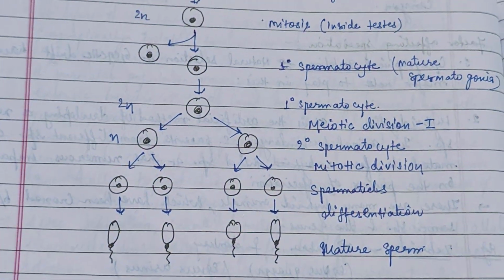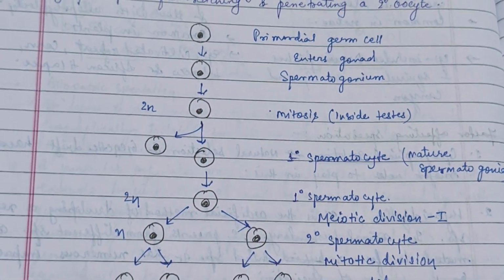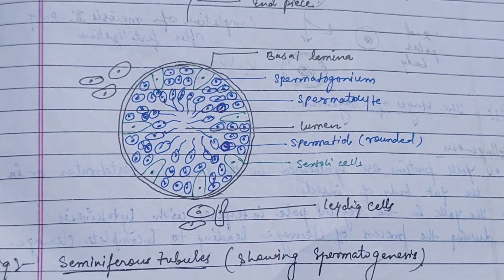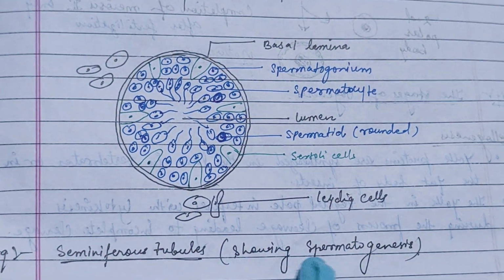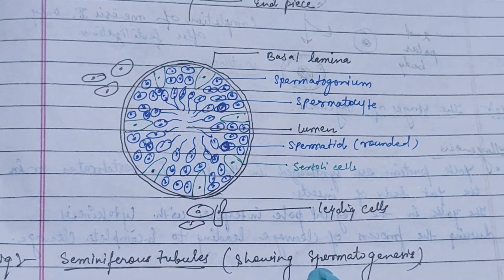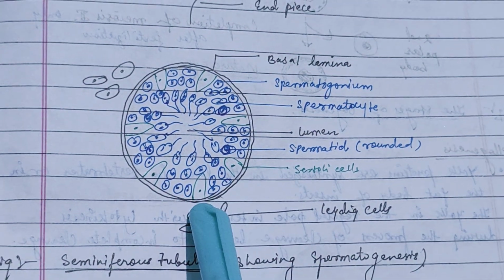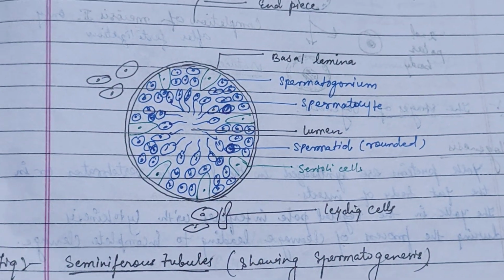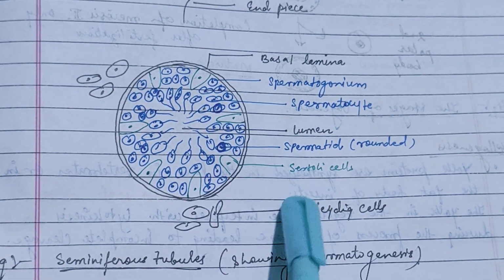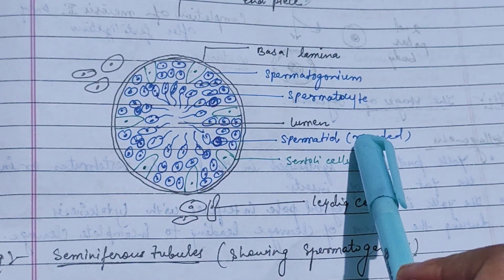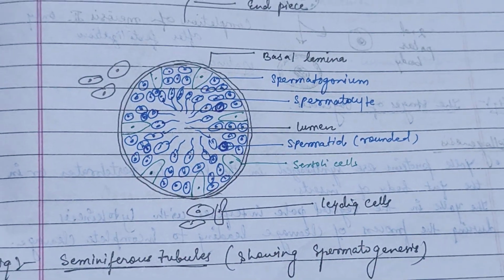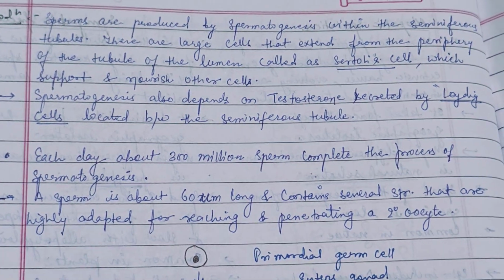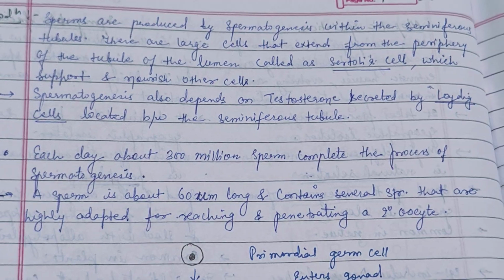So this is the process of spermatogenesis and spermiogenesis. The figure of the seminiferous tubule showing the spermatogenesis. Leydig cells provide nourishment to the developing sperm, and there are different stages of the sperm, that is spermatogonia, spermatocytes, spermatids, and the sperm. So this is all about the notes on cellular spermatogenesis.